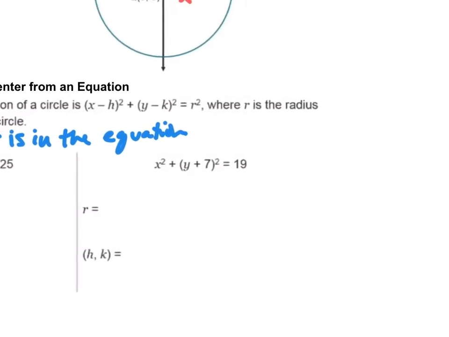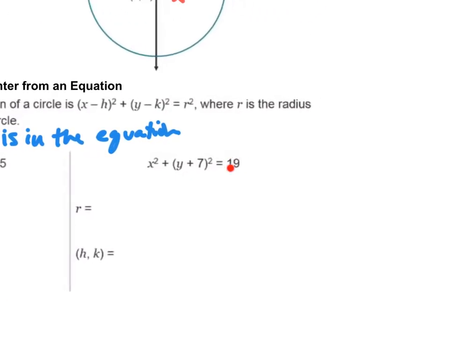All right, let's take a look at the next one. For the next one, my radius, remember I have to take the square root of this value to the right. So my radius is the square root of 19. We're just going to leave it like that, because we can't simplify the square root of 19. Then identifying our h value: if there's no plus or minus anything, then I automatically know that h is equal to 0. And I get that from here.